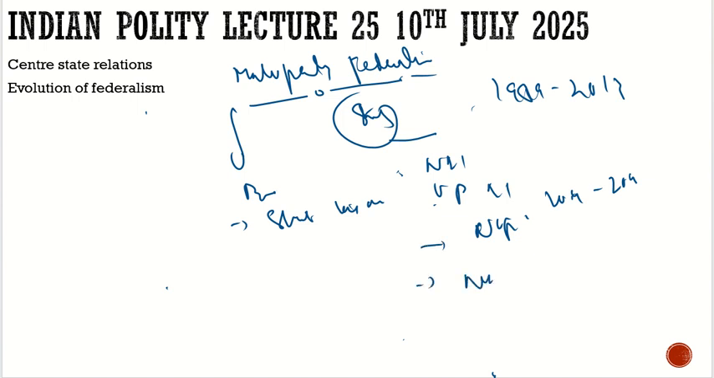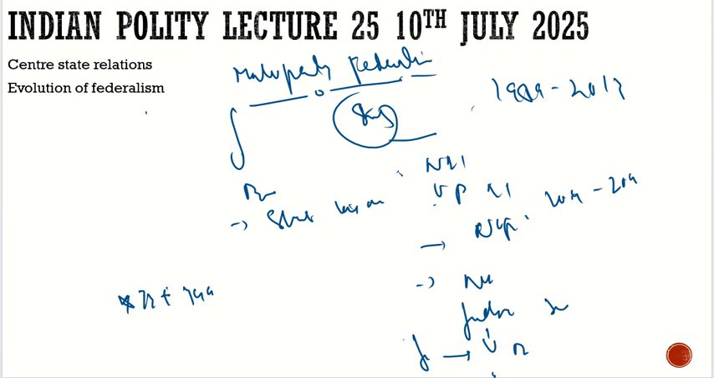Then nationalization of industries was ended. Various judicial safeguards were given. In the SR Bommai case, the judiciary declared that federalism is part of the basic structure of the constitution. And in this phase itself, the 73rd and 74th constitutional amendments came in, which gave constitutional status to panchayats and municipalities. So this was the third phase of federalism.